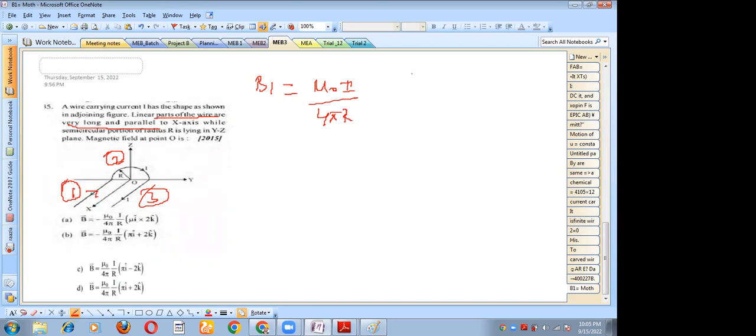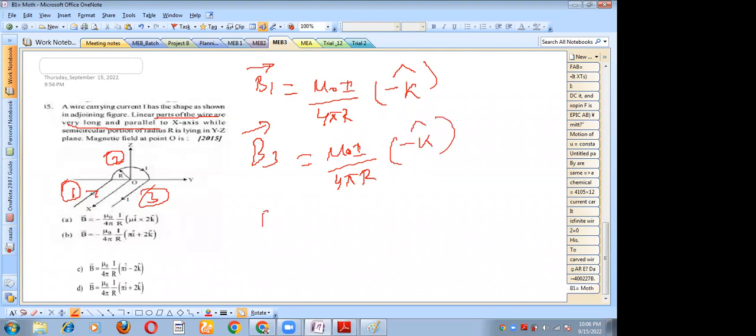What will be the direction of B1 at O? Minus k cap. The point is in the left direction, right? It should be inward. So I think you are correct. It should be minus k cap. All right. Similarly, we can easily find the field due to section 3. What will be the direction and the value? The same value, mu naught I by 4 pi r, and it will also be along minus k cap.